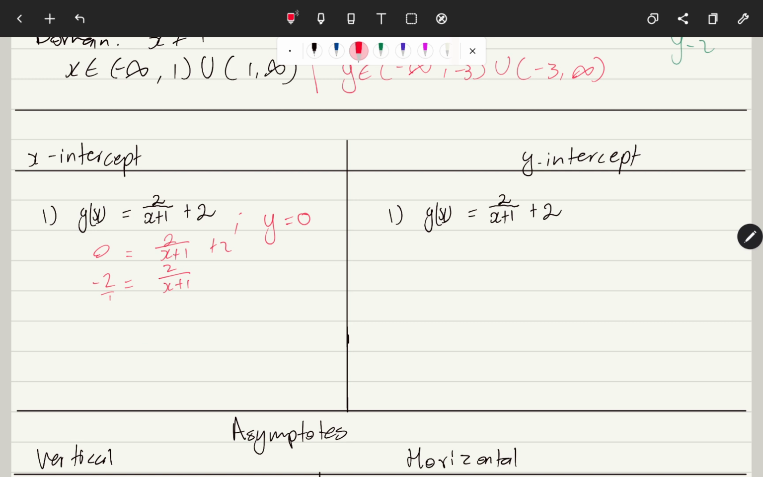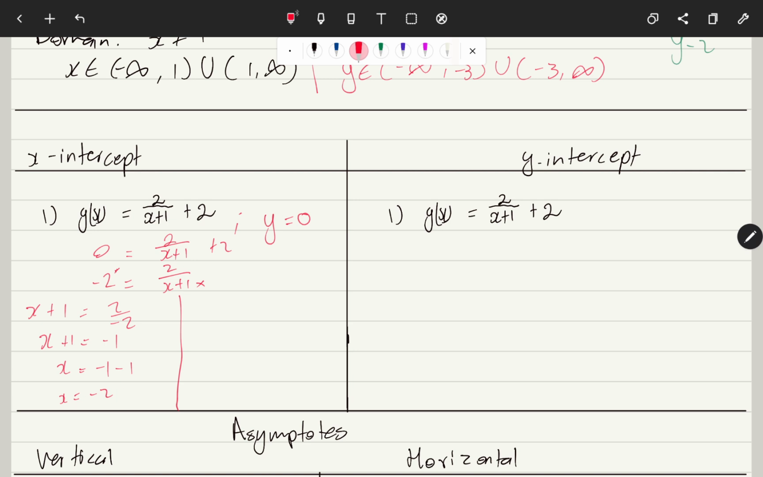There's this quick trick when you're dealing with fractions. When you have a whole number and a fraction, you can just switch this denominator with the whole number here. So you can have x plus 1 equals 2 over minus 2, plus 1. Then you have x plus 1 equals minus 1. Then x equals minus 1 minus 1. Then x equals minus 2, right?